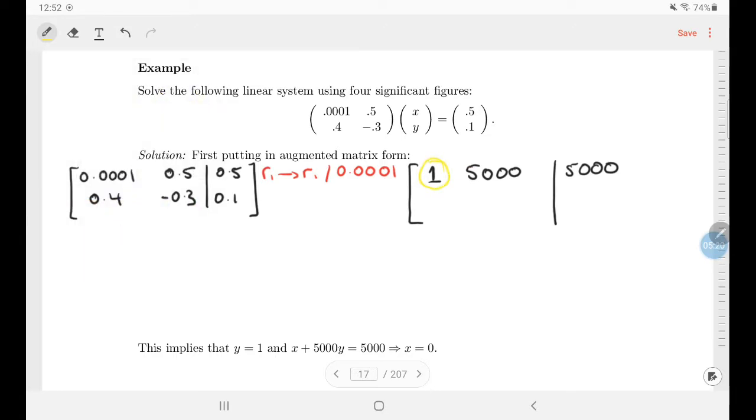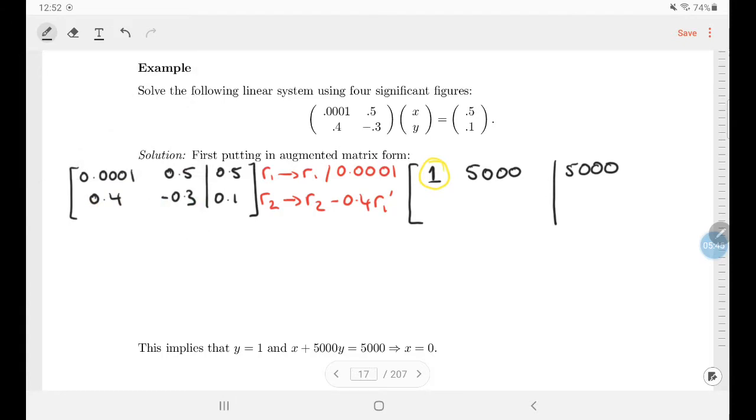Now what I want to do is I want to use the pivot to turn the 0.4 here into a 0. So what I need to do now is row 2, send to itself. I want to take away 0.4, but that isn't a row operation. So I use the new row 1 with the pivot to kill the 0.4. So it's going to be 0.4 minus 0.4 times 1.